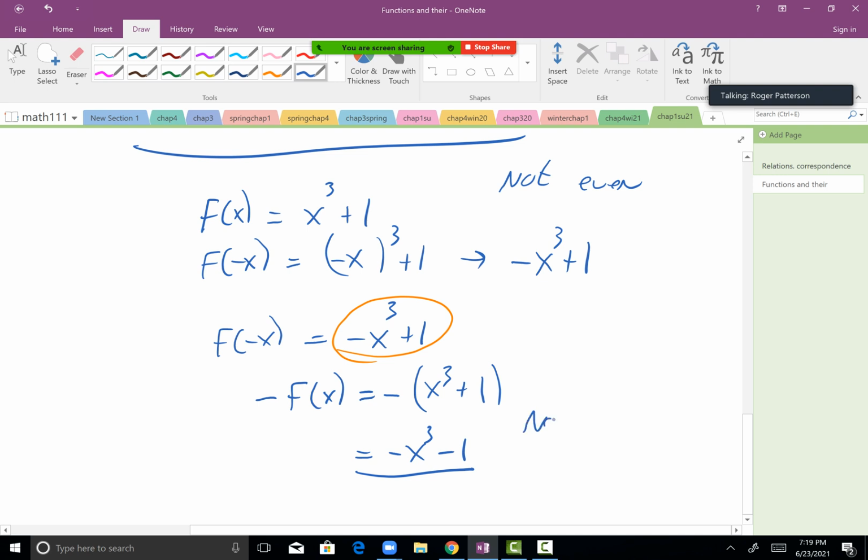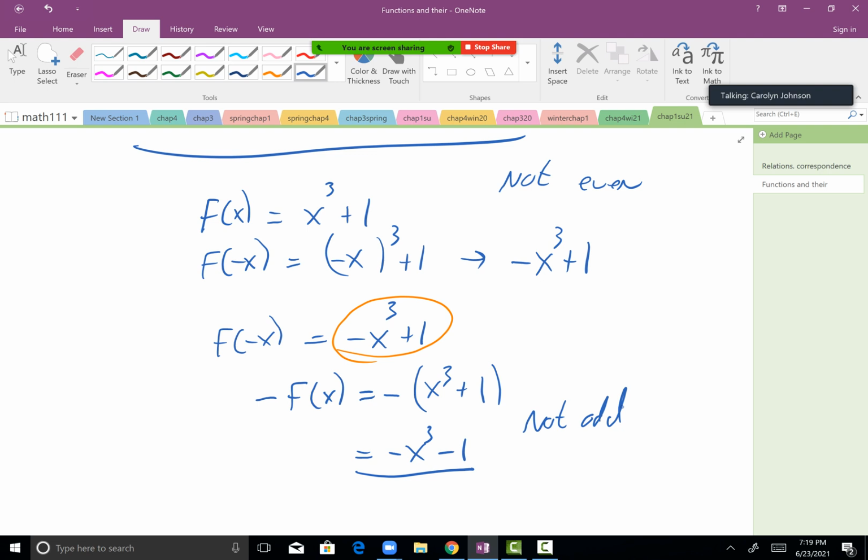So it's not odd either. Okay, they have to be identical, right? And it's hard to come up with those functions, right? But there are some where that's going to work out.